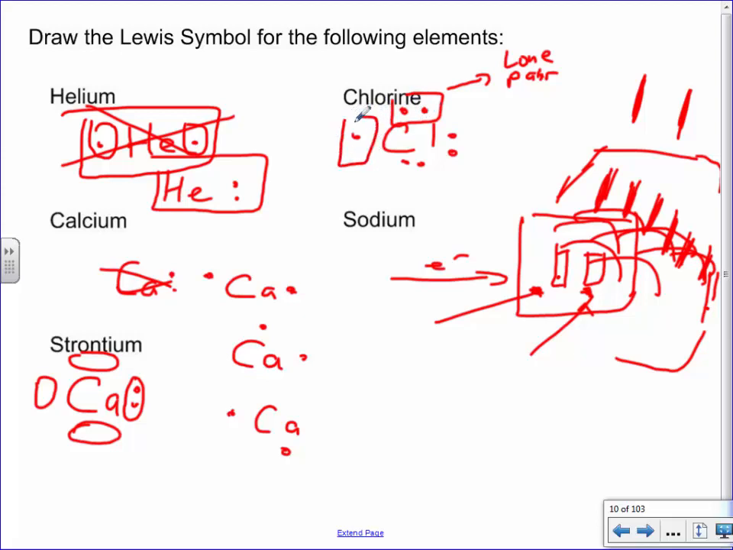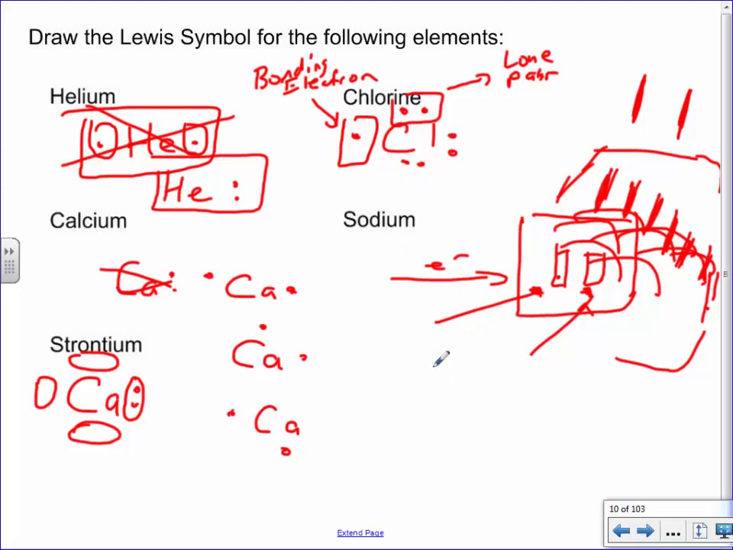Whereas this guy right here is the key to bonds. Because this guy right here is a single one, we call him a bonding electron. In a way, this bonding electron can go out and find somebody else to join up with. And because of that, it can make compounds. So that's the terminology we're going to use over time.